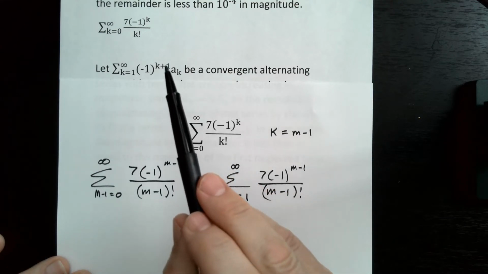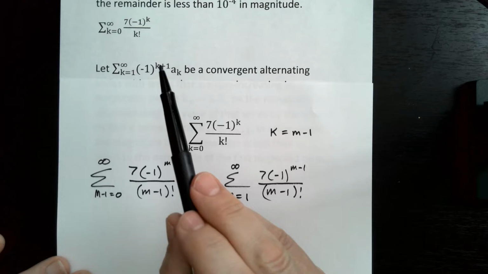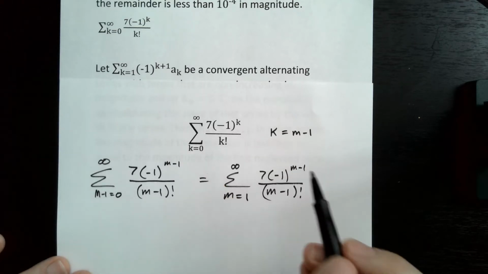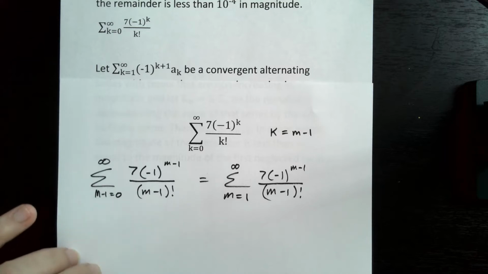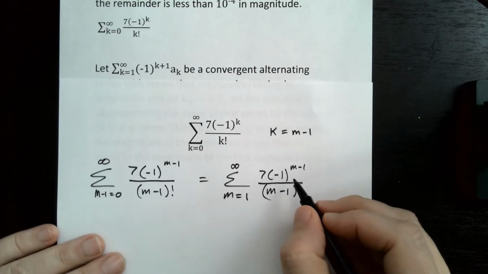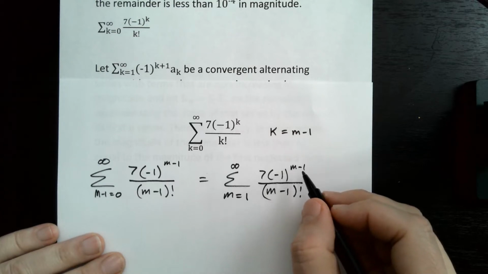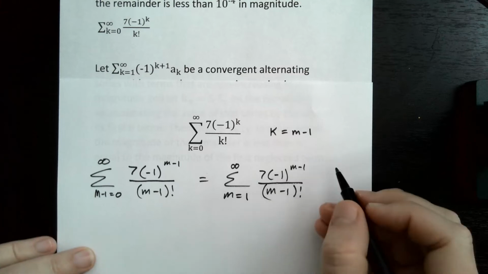Okay, so the letter doesn't necessarily matter. But we need this to be a plus 1. So instead of an m minus 1, we need it to be m plus 1. If you know about what's happening here, this negative 1 is getting raised to these powers, and they're either going to be odd or even powers, which is why it's an alternating series. They'll either be positive or negative.